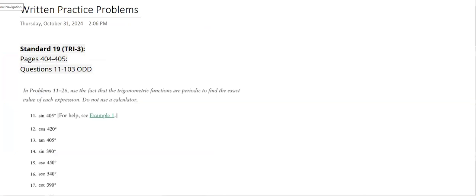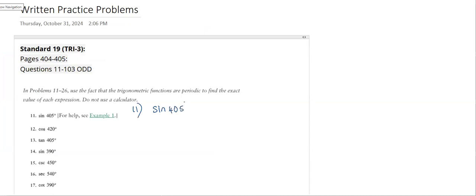Okay. So the first set of problems is asking us to use the fact that the trigonometric functions are periodic to find the exact value without using a calculator. So let's see the first one. In question number 11, we are given sine 405 degrees.